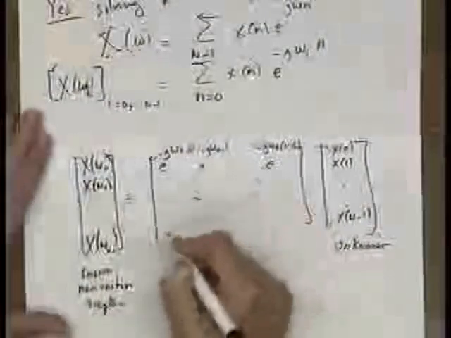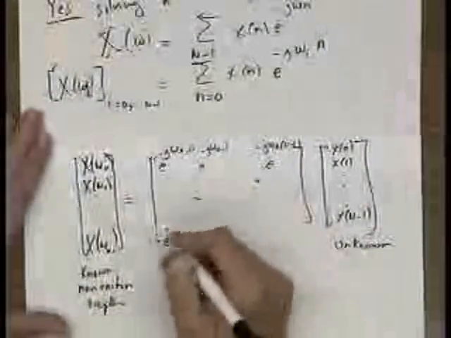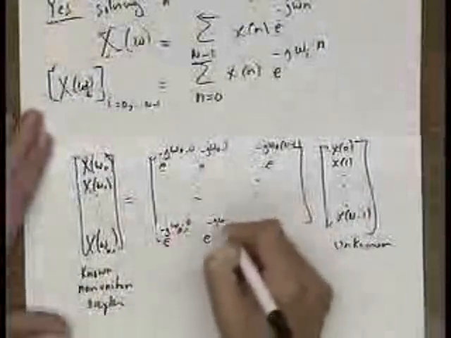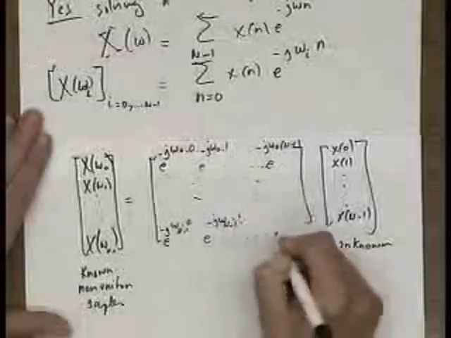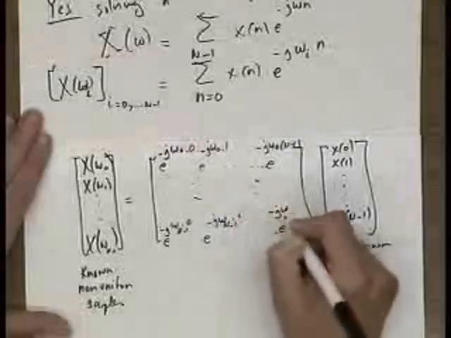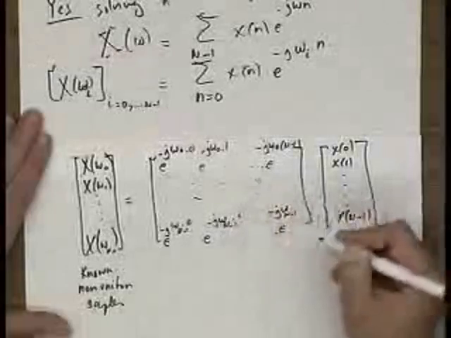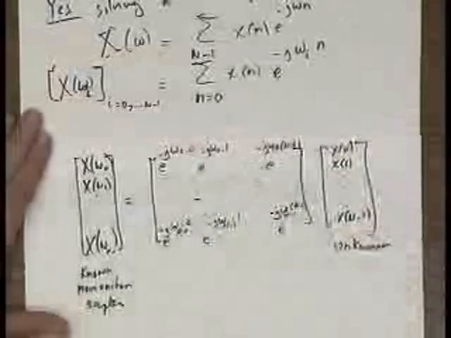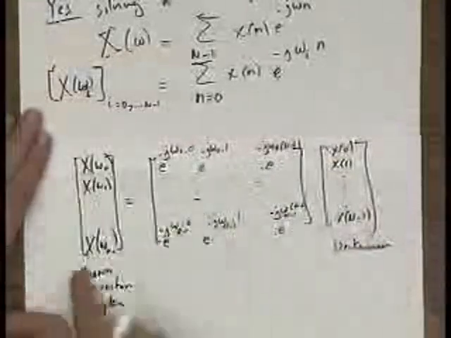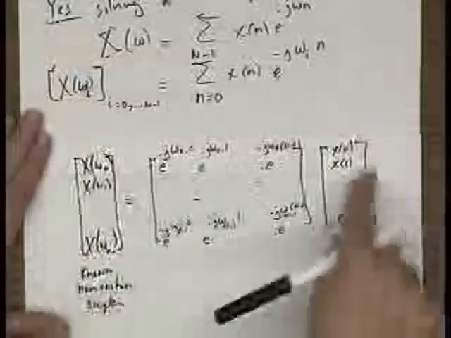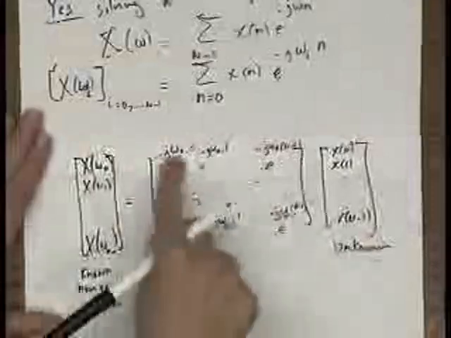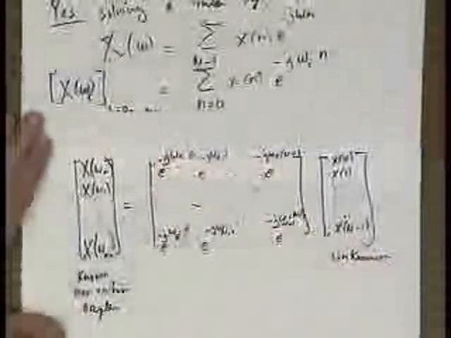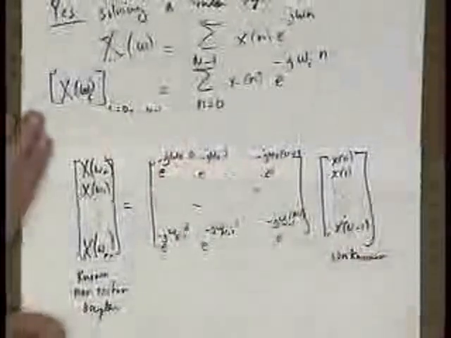And the last one would be for omega sub n minus 1. So it would be e to the minus j omega sub n minus 1 times 0, e to the minus j omega sub n minus 1 times 1, and so on, all the way to e to the minus j omega sub n minus 1 times n minus 1. So this would be the structure of our matrix. We know this one, that's the known non-uniform samples, that's our unknown, and we know this matrix. The reason we know this matrix is because we know these non-uniform sampling frequencies, omega 0, omega 1, all the way to omega n minus 1, and so we can solve the linear system of equations.